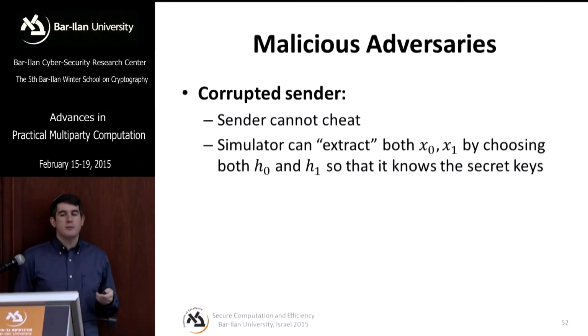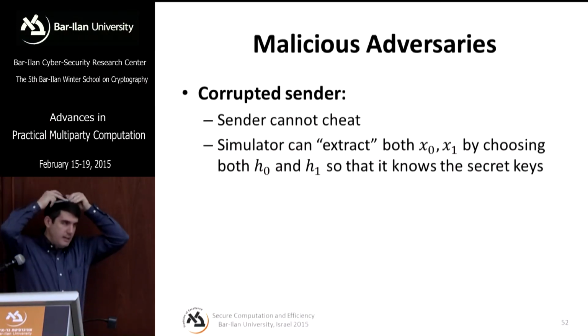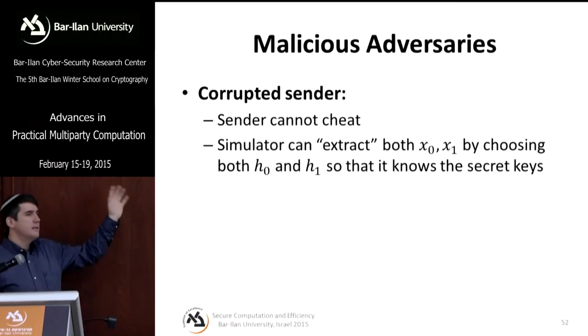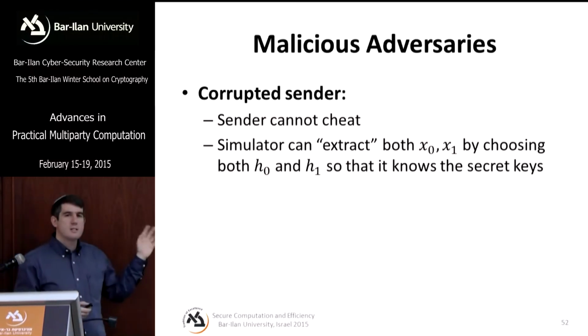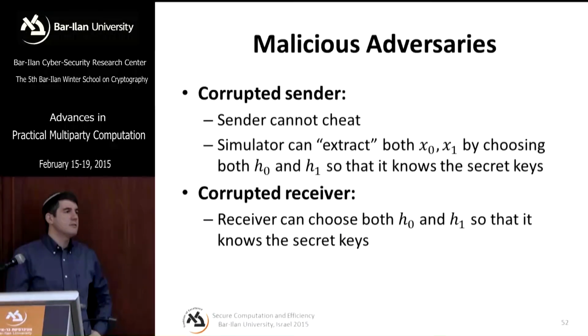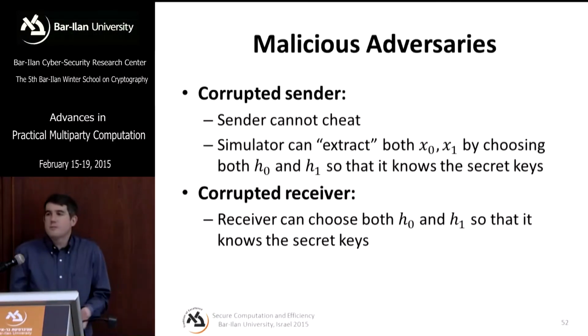What happens if we're talking about malicious adversaries? If you have a malicious adversary here, then the sender, Alice, can't cheat. She just gets two ElGamal keys. She can't really do very much. And the simulator can extract, which won't make too much sense now. I'll talk about that later on. But as I mentioned, if the receiver is corrupted, then he can choose two public keys for which he knows both of the secret keys. So how can we prevent him from doing this?